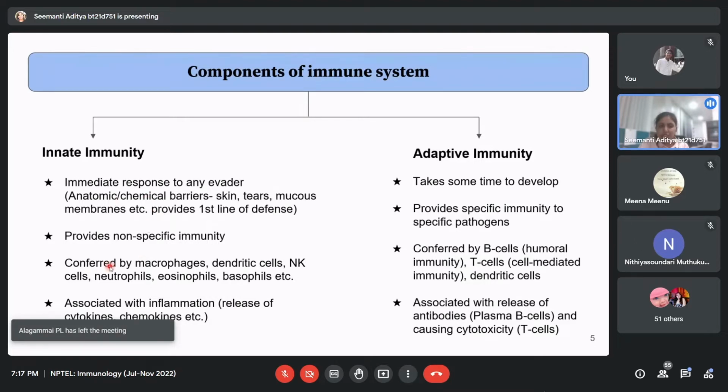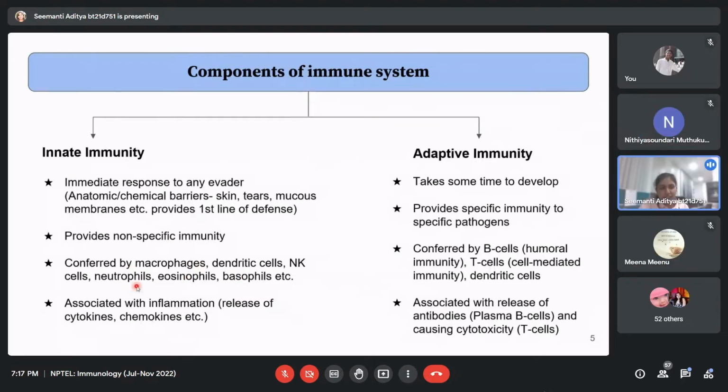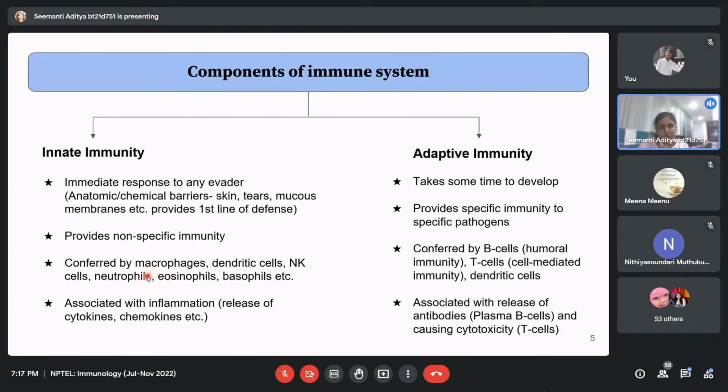So innate immunity is conferred by macrophages, dendritic cells, NK cells, neutrophils, eosinophils, basophils, etc. Macrophages, dendritic cells and NK cells are responsible for phagocytosis, engulfing the pathogens, and then releasing certain inflammation markers like cytokines and chemokines.